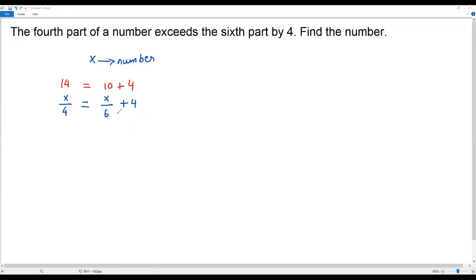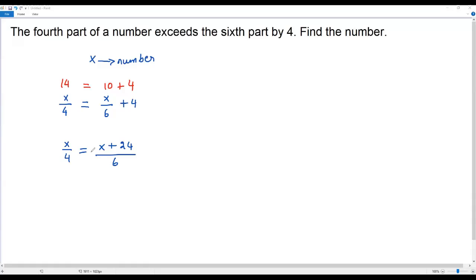So x represents the required number. Okay, so x over 4. Now I have to simplify this addition. Here a fraction and an integer are added. So whenever I want to add a fraction and an integer, I have to multiply the integer part by the denominator of the fraction. Once I'm done with this multiplication, I can take this 6 as a common denominator. So let me do it. When I multiply this integer part 4 by this denominator 6, 4 times 6 is 24. Once I'm done with this multiplication, we take this 6 as a common denominator.